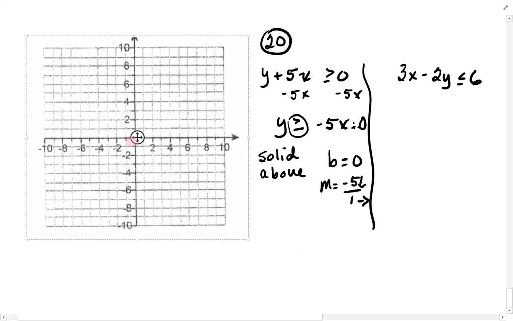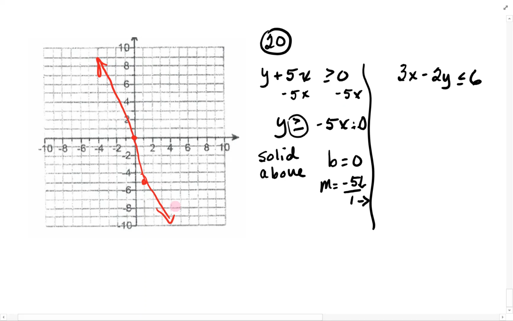So if I graph that, there's my 0. From there I go down 5, right 1. I will have a line there. Pretend that was, oh, that's really bad, but okay, it'll be perfect in my MATLAB. Mine's a mess.